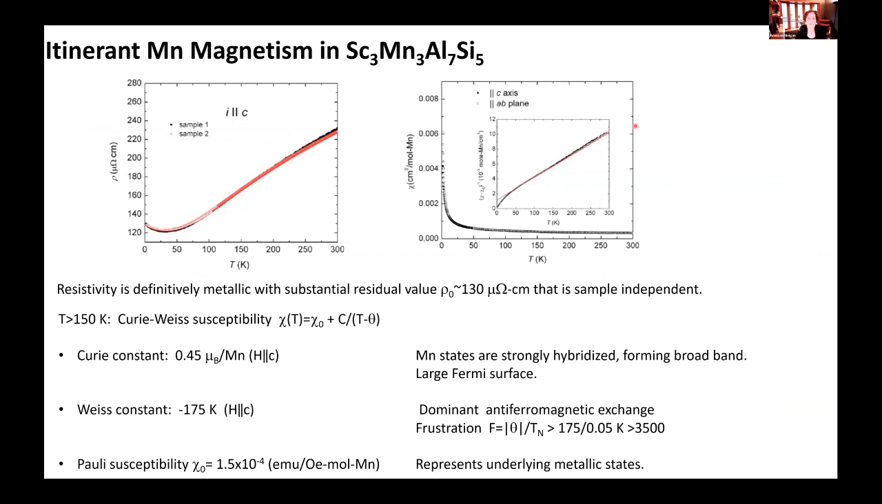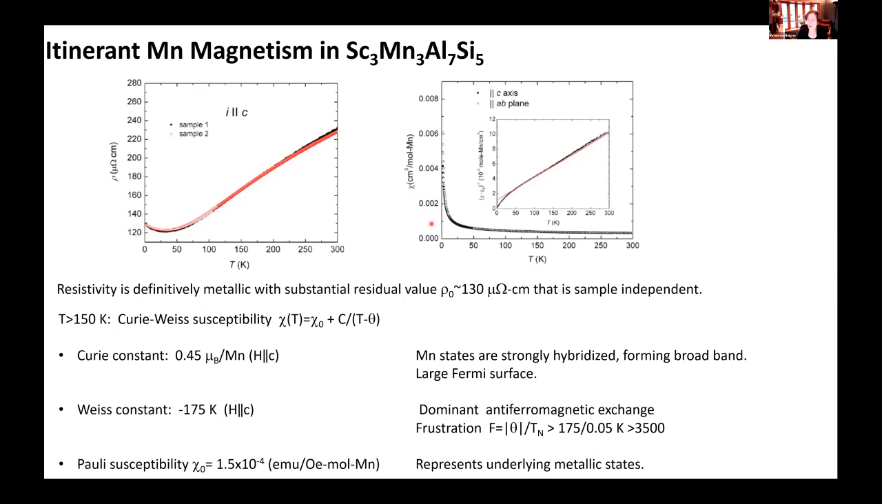So here's a plot of the resistivity of SMAS for two different samples. And you can see it's manifestly metallic in the sense that the resistance increases as you raise the temperature. Of course, the residual value is pretty high for a metal, and you can see that there's this upturn at the lowest temperature, but the sample independence tells us that this is an intrinsic property of the material related to the quantum fluctuations that are nearby.